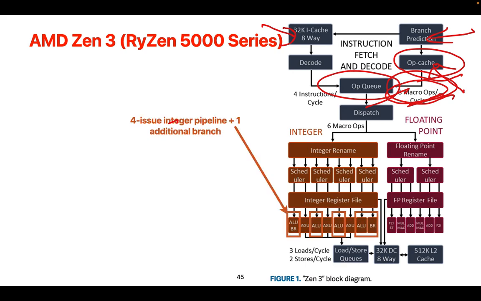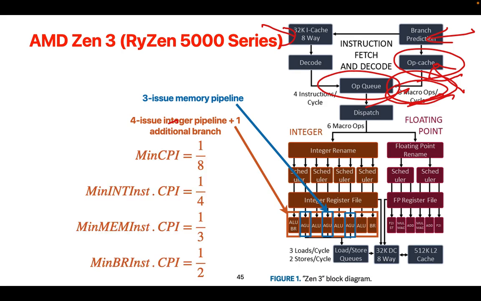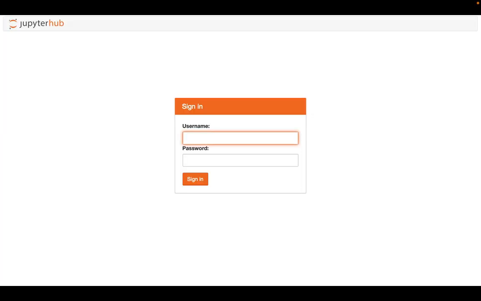So they dispatch this, and then you can see, again, they have a 4-integer pipeline plus 1 additional branch and a 3-issue memory pipeline. So for this processor, the minimal CPI is what you get if you have 1 branch, 4 integer instructions and 3 memory instructions that are totally independent of each other. Okay, so now I'm going to show you an interesting demo that's related to our learning today.